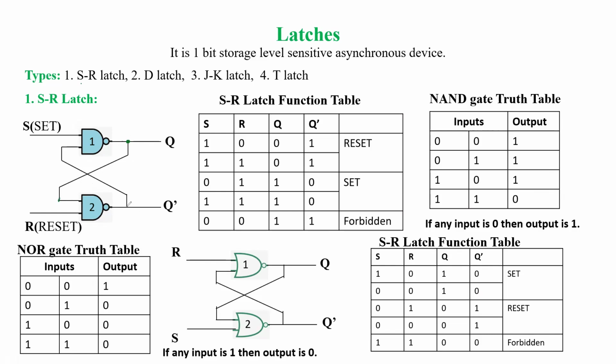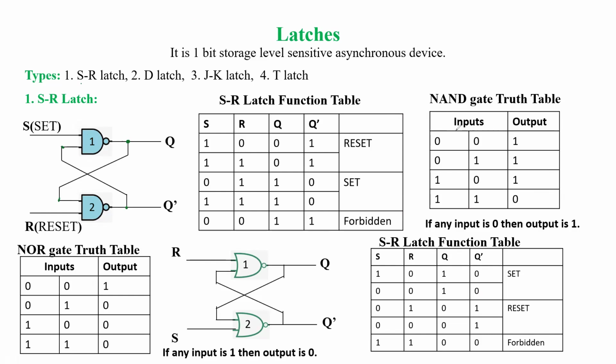Whereas Q dash, that is the complement, is connected to the input of gate 1. So that's why it is called cross-coupled connections. Now the operation of the SR latch completely depends on how these NAND gates are going to behave. So for that we can recall the truth table of the NAND gates.